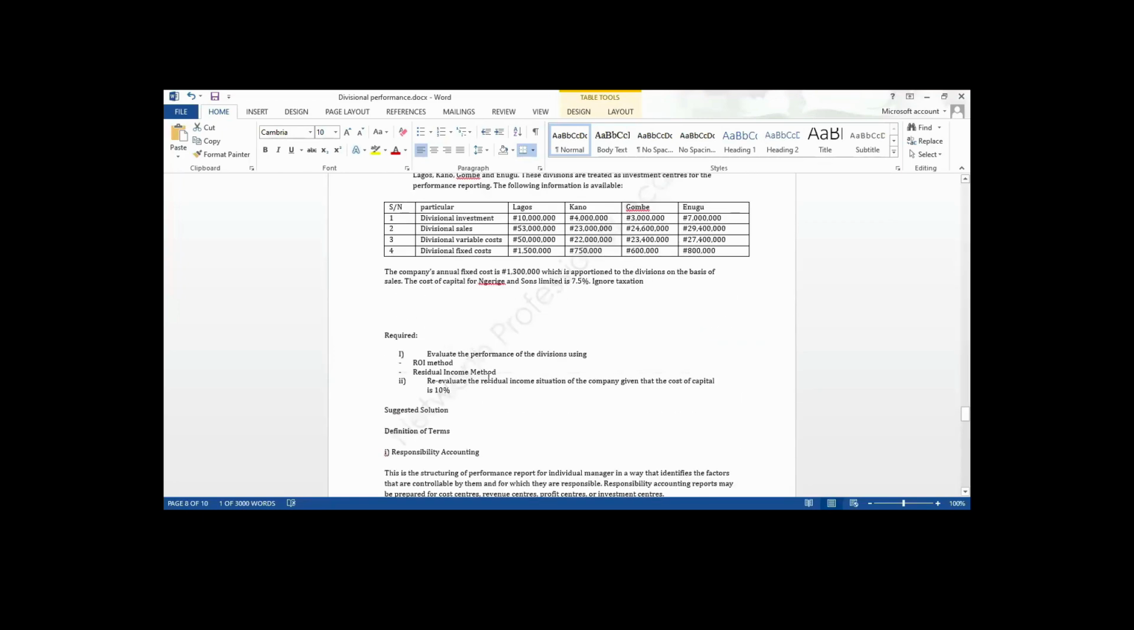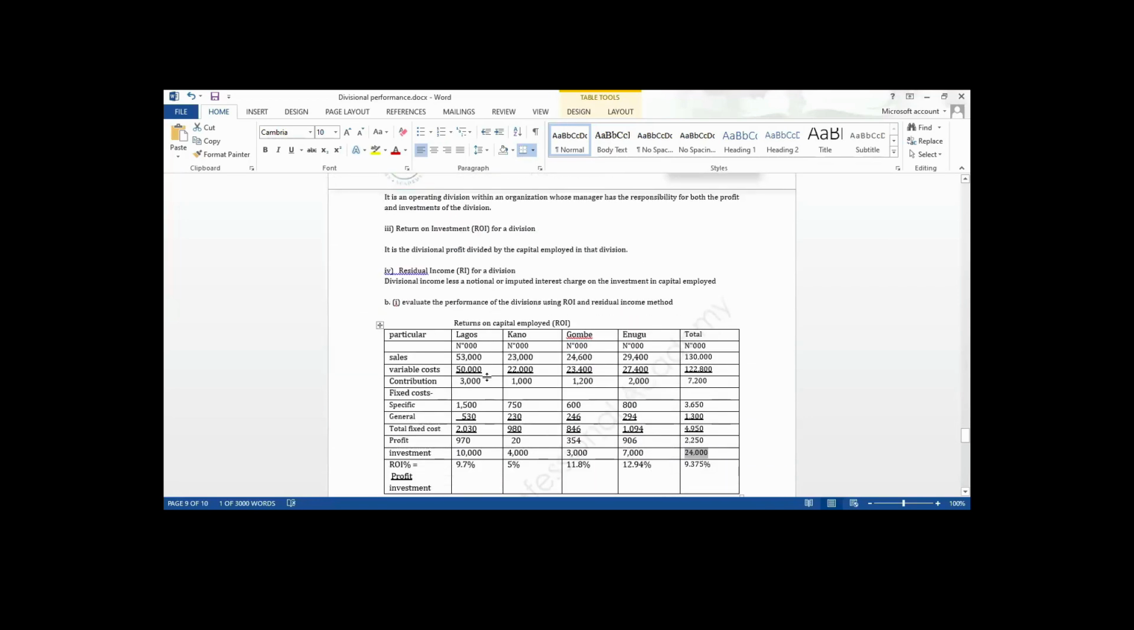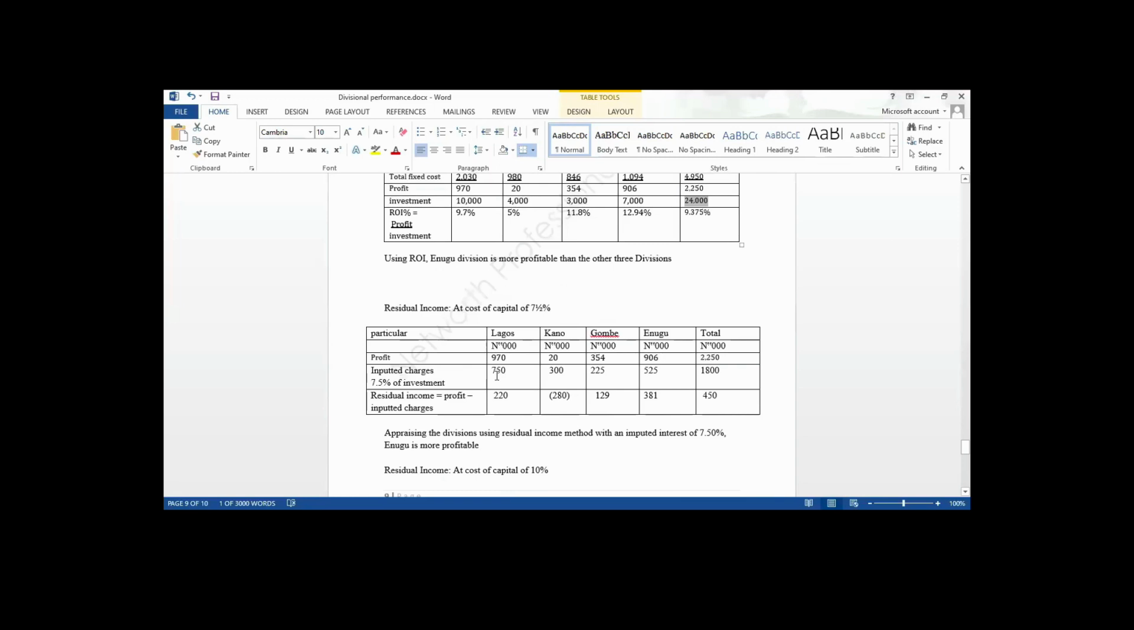Residual income. Simply profit minus imputed charge. Cost of capital is 7.5. That is cost of capital multiplied by the investment. Calculate imputed charge. 7.5 of 10,000, 750. 7.5 of 4,300. 7.5 of 3,000, 255. 7.5 of 7,000, 525.